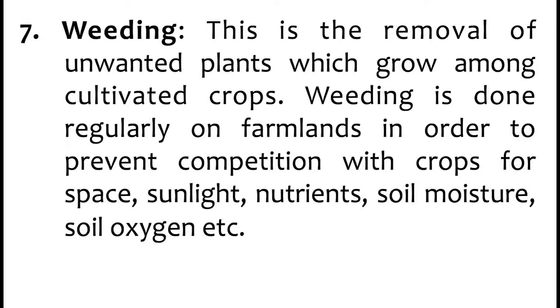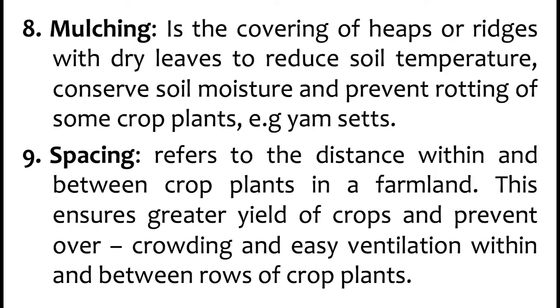The next one is weeding. Weeding is the removal of unwanted plants which grow among cultivated crops. Weeding is done regularly on farmland in order to prevent competition with the crops for space, sunlight, soil moisture, soil oxygen, etc. Number 8 is mulching. Mulching is the covering of heaps or ridges with dry leaves to reduce the temperature, conserve soil moisture, and prevent rotting of some crop plants such as yam.